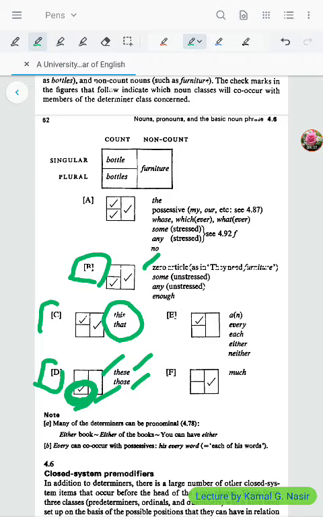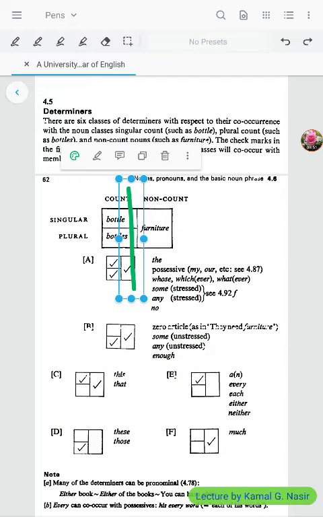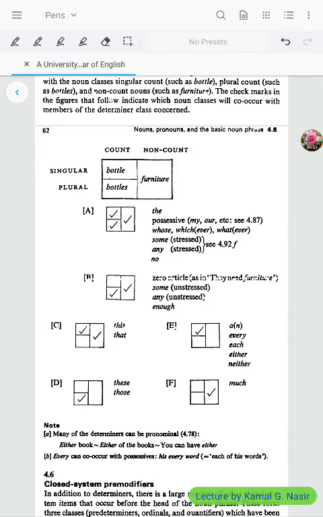And then we have what? The last type in the determiners, which is much. Much is used only with the non-countable noun. So what do we say? We say much furniture. We cannot say much bottles or much bottle. We say much furniture. Right?